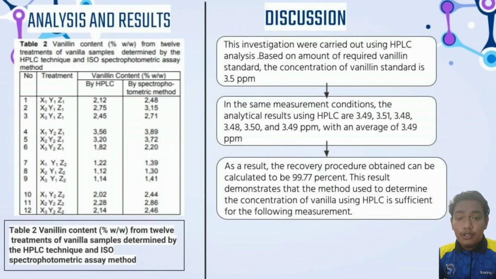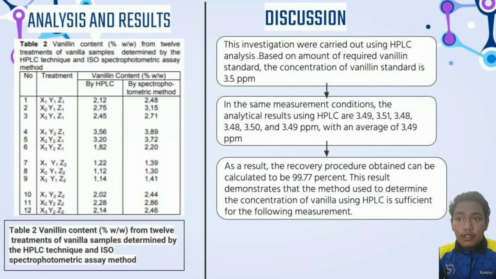Now we move to the discussions. This investigation was carried out using HPLC analysis. Based on the amount of the required vanillin standard, the concentration of the vanillin standard is 3.5 ppm. In the same measurement conditions, the analytical results using HPLC are 3.49, 3.51, 3.48, 3.48, 3.49, with the average of all the results being 3.49 ppm. As a result, the recovery obtained can be calculated to be 99.77%.